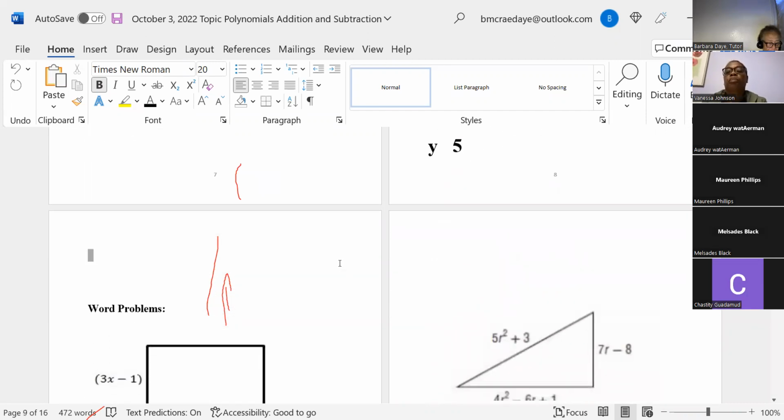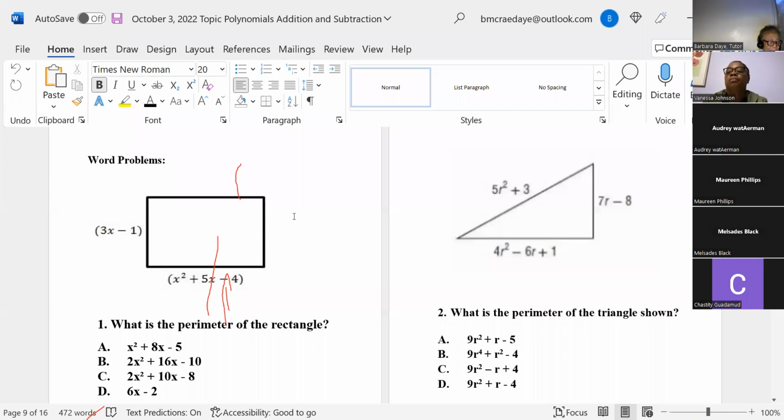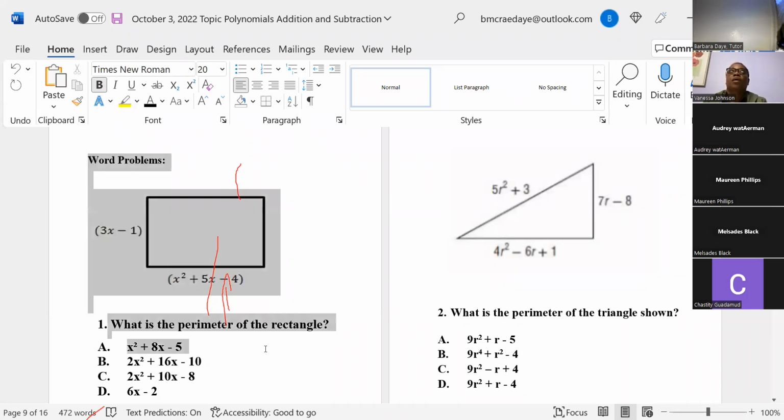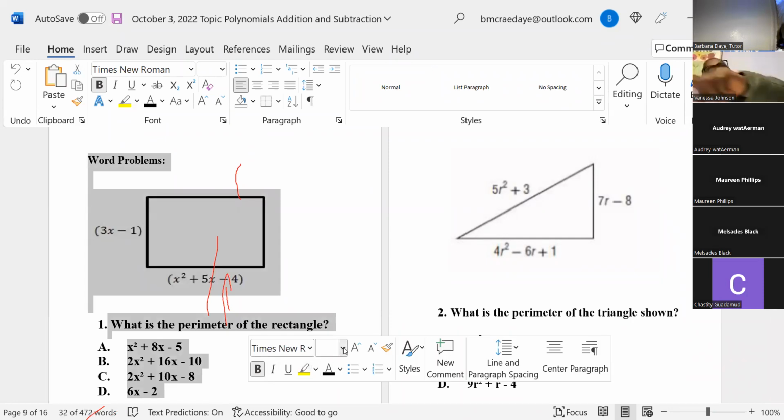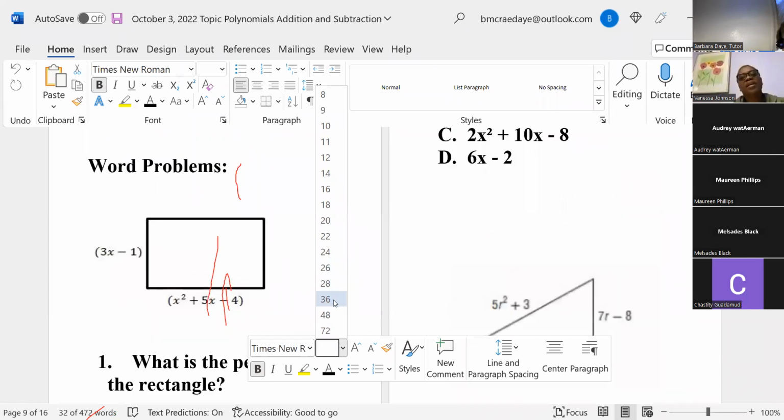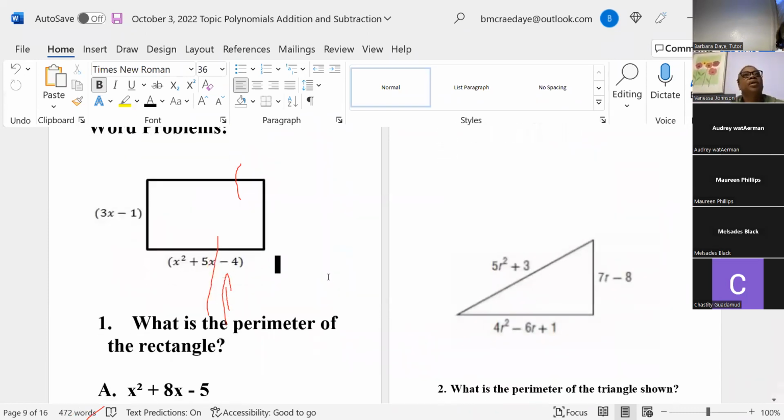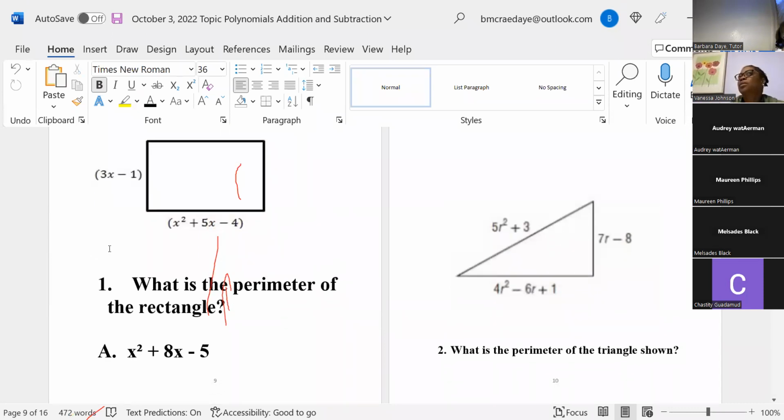Okay, now we're going to do some word problems. Let me just make this bigger. Anybody want to tell me how you find the perimeter of a rectangle? Is it length times? No, times is area. Are we adding? So length plus width. Audrey, what's the formula for the perimeter of a rectangle? 2L plus 2W. Very good. Everybody remember that? 2 times the length plus 2 times the width.